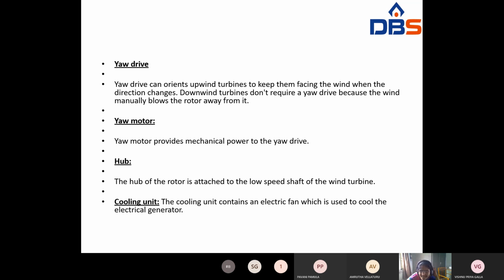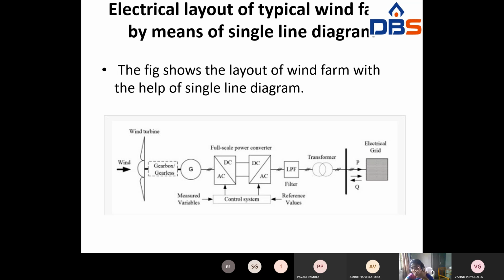Cooling unit. The cooling unit contains an electrical fan which is used to cool the electrical generator. Inside you have to use the cooling unit because whenever the generator rotates, some amount of heat is produced in the generator. To cool that generator, you use the cooling unit.